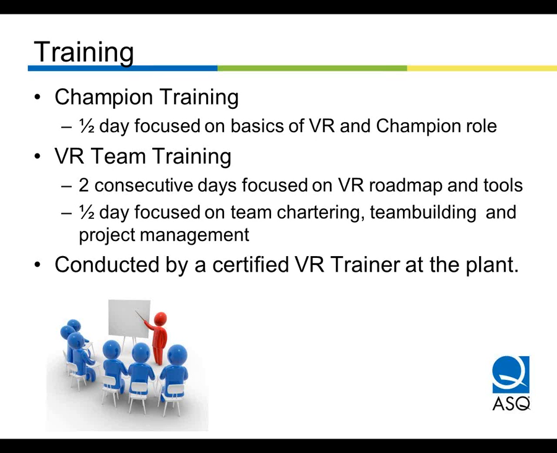The team, however, received two and a half days of training, and 2 of those days focused on the roadmap and the tools so that they knew what to do when and how to use each of the tools. They also had a half day that was focused on team chartering, team building, and project management. So they left at the end of the training with a plan for what they were going to do the next week. This training was conducted by a certified variation reduction trainer that was at the plant site. This was a local resource, not a corporate resource or an external consultant.